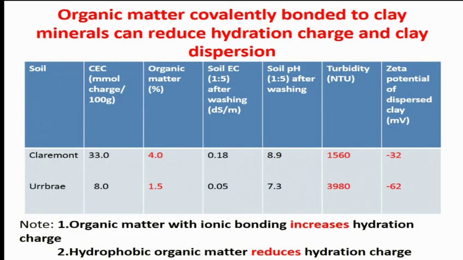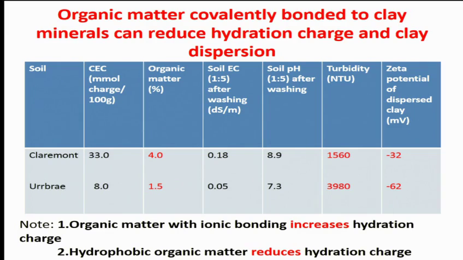This is an example of a Claremont soil, which has a very high cation exchange capacity because of a magnetic mineral, but the organic matter is about 4%, and the organic matter is completely bonded to the clay in a covalent bond, and the clay dispersion is very low. The turbidity, which measures the clay dispersion, is about 1560 NTU, whereas Adbray soil, which is kaolinitic and illitic, has a very low cation exchange capacity and very low organic matter, but it disperses heavily.